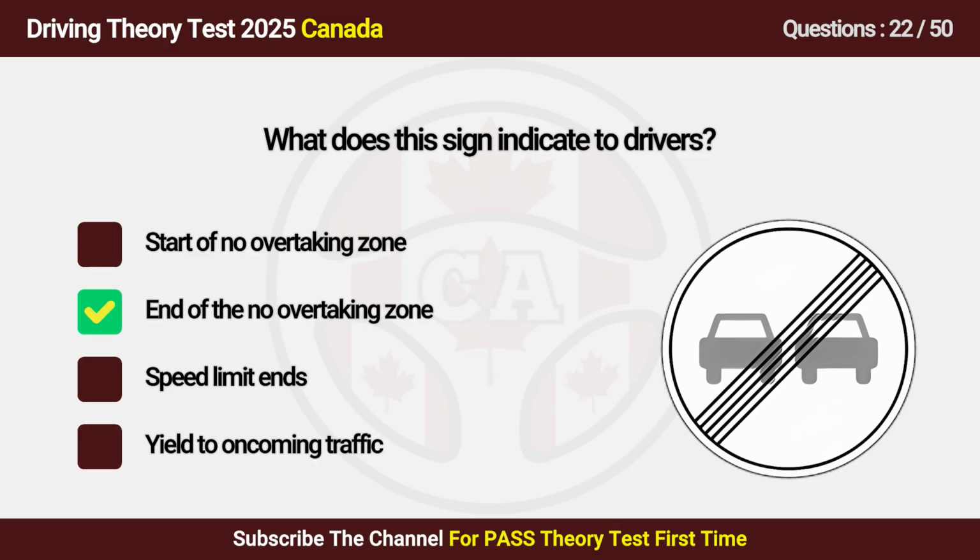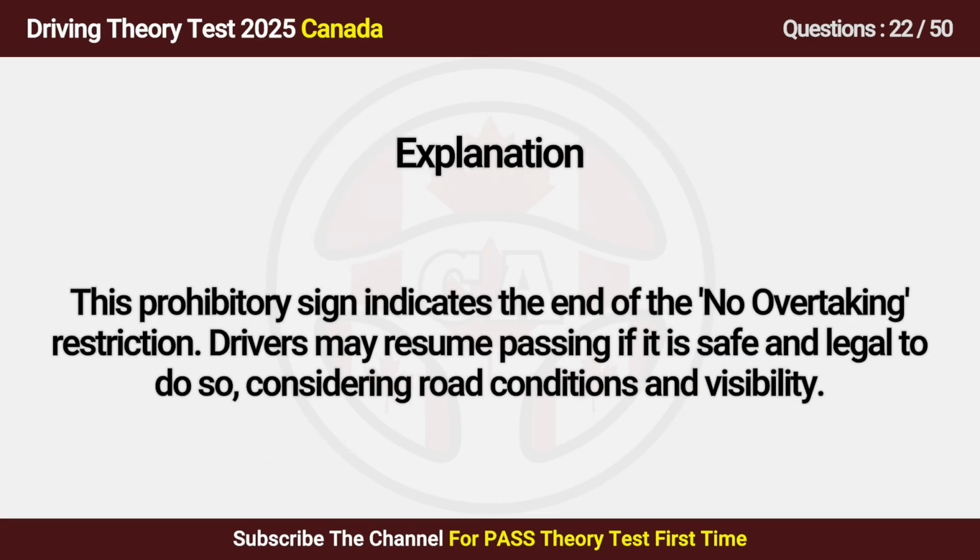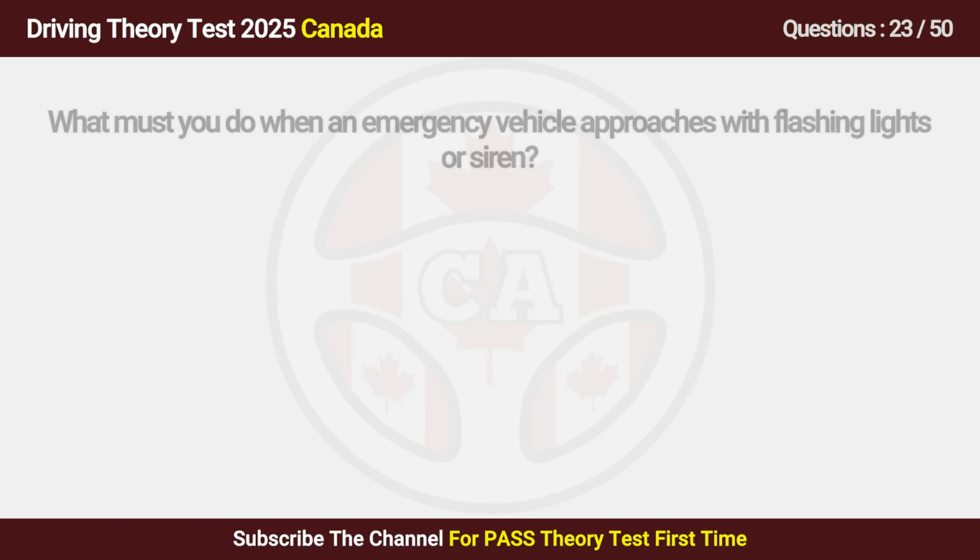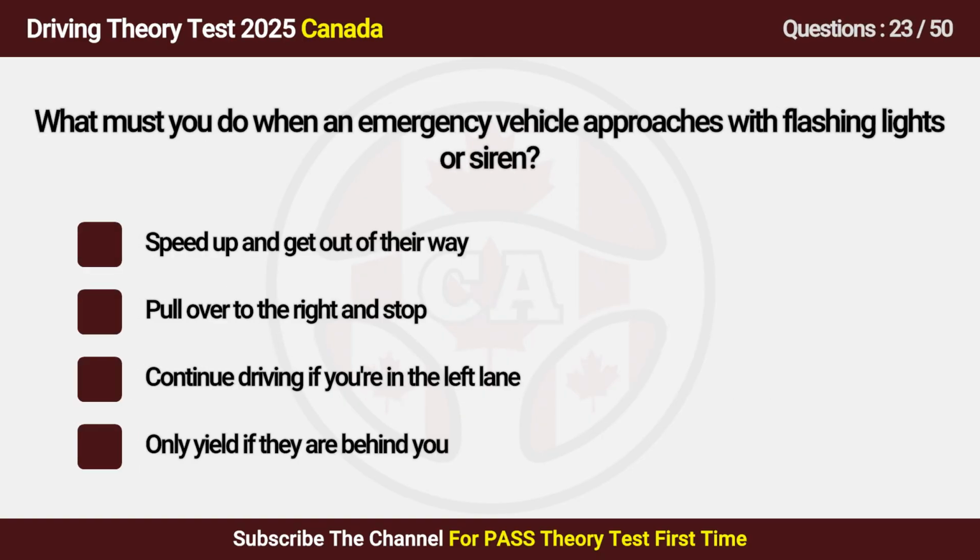Answer is B. End of the no overtaking zone. This prohibitory sign indicates the end of the no overtaking restriction. Drivers may resume passing if it is safe and legal to do so, considering road conditions and visibility. Question 23. What must you do when an emergency vehicle approaches with flashing lights or siren?